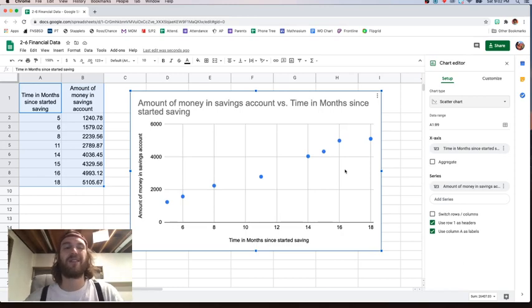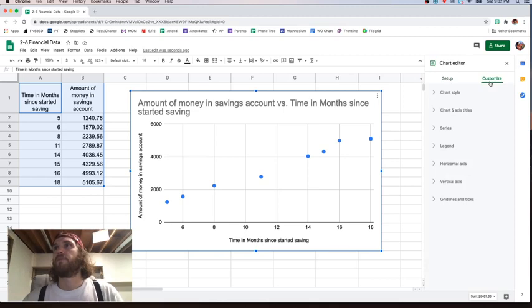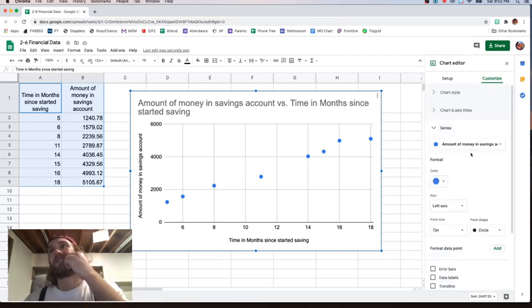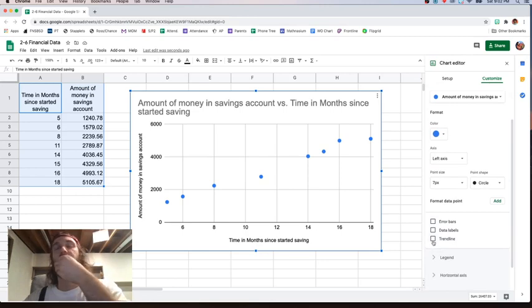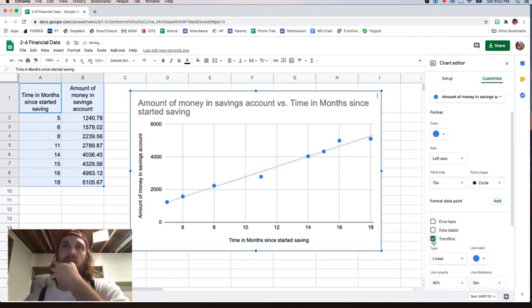Now savings is typically not linear. It's an exponential growth. But over the short term, it looks linear, so I think that'll be good enough for today. So if you go into the customize for the scatter plot, and I think it's in series, you scroll down, you can fit what's called a trend line. This is called a linear least squares regression line.